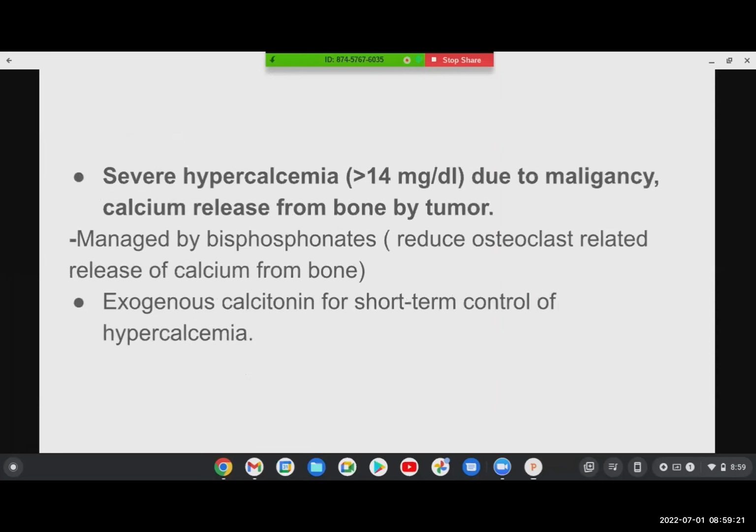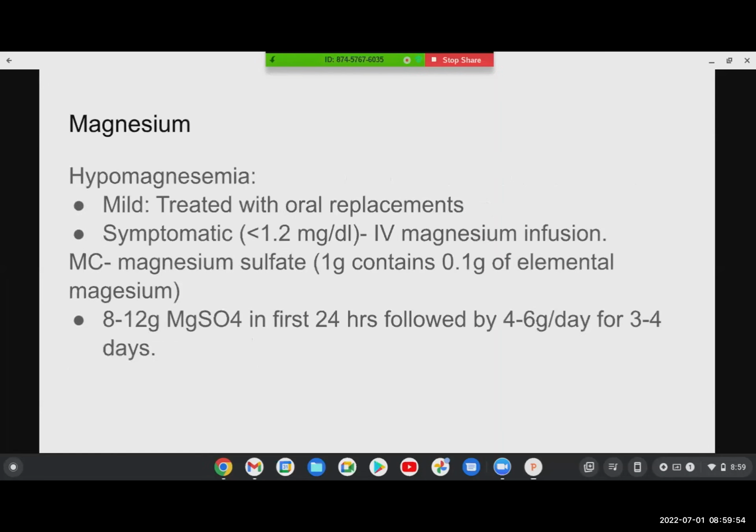Severe hypercalcemia more than 14 milligram per deciliter due to malignancy basically results from calcium released from bone by tumor. It is managed by bisphosphonates like zoledronate, alendronate, pamidronate, etc., which reduce the osteoclast-related release of calcium from bone. And calcitonin is used for short-term control of hypercalcemia, as calcitonin takes the calcium out of blood and deposits it to the bone.